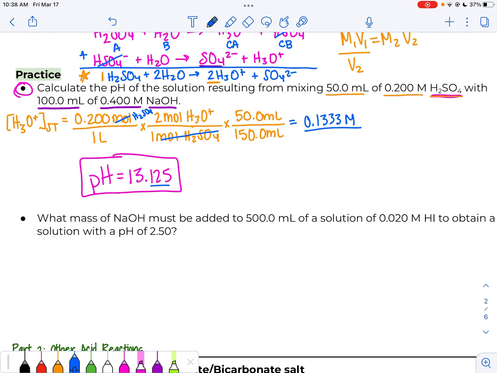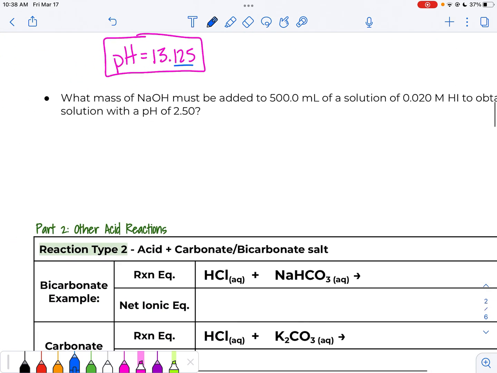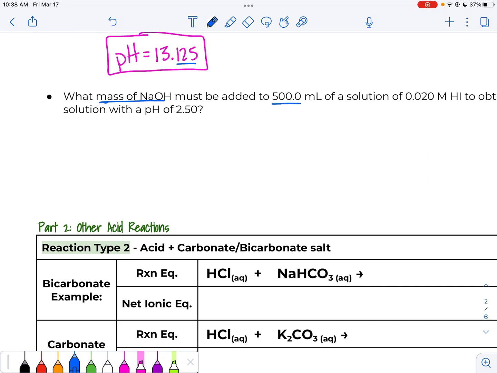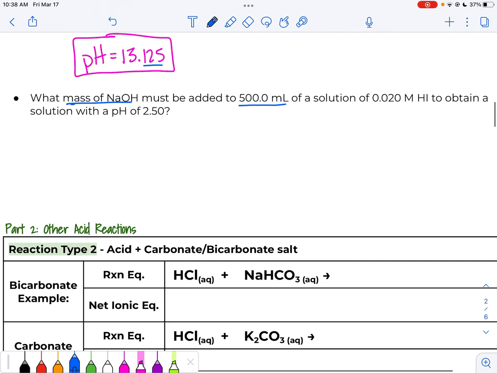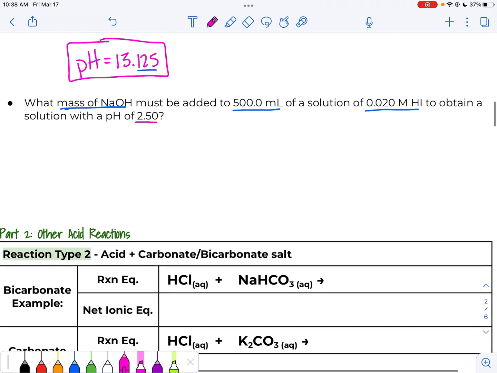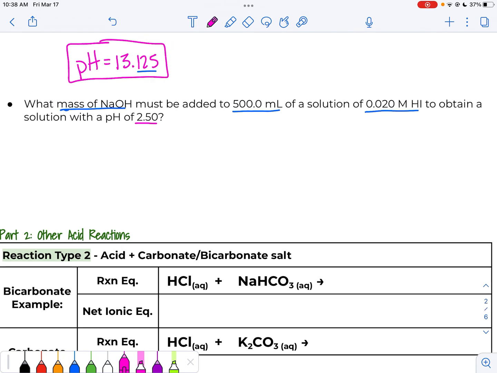All right, moving on. Mass of NaOH must be calculated from 500 milliliters of a solution of 0.02 molar HI to obtain a solution with a final pH of 2.5. Okay, how are we going to think through this problem? How are we going to start it? All right, start with your pH.